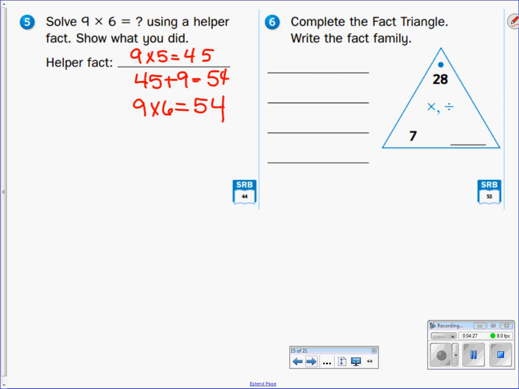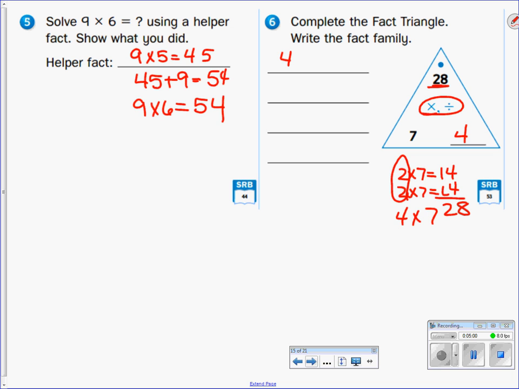Complete the fact triangle. Well, I know it's multiplication, so this is my product. I'm missing a factor. So what factor do I multiply by 7 to get to 28? Well, I know 2 times 7 equals 14, and I would need to double that to give me 28. So I add those up, and that would be 4 times 7. So my missing factor is 4. So 4 times 7 equals 28. 7 times 4 equals 28. 28 divided by 4 equals 7. And 28 divided by 7 equals 4.